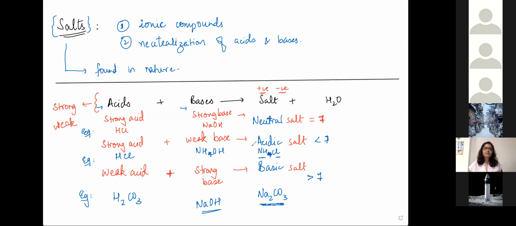Another thing about salts, it's very, very easy to identify them. Think of any ionic compound. If it's not an acid or a base, if it doesn't have H plus or OH minus ions, then it's going to be a salt.